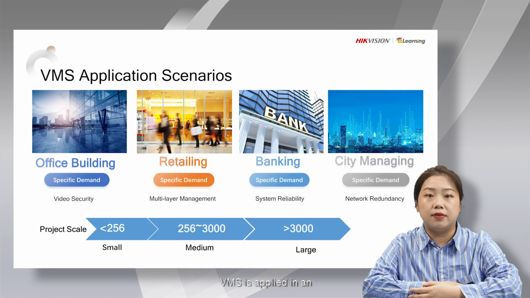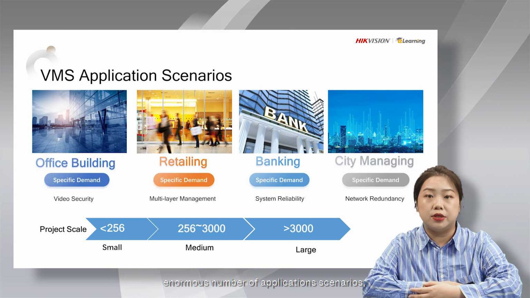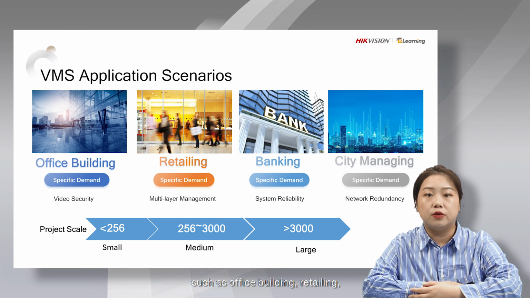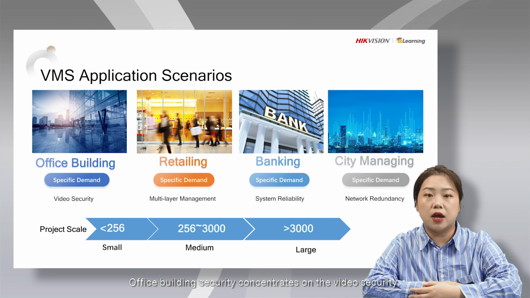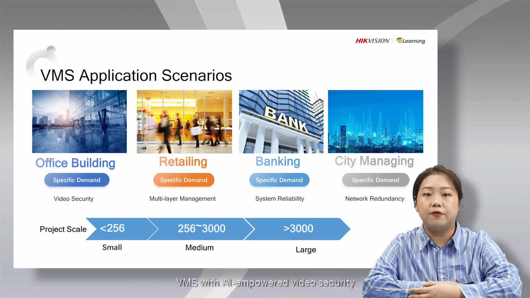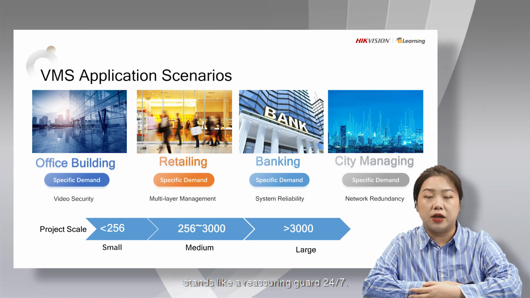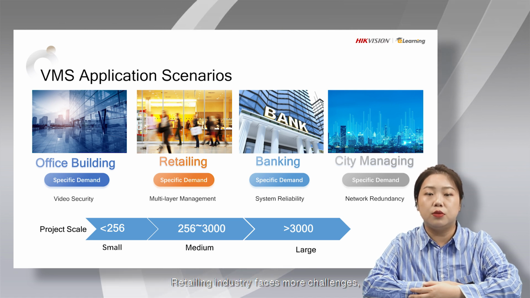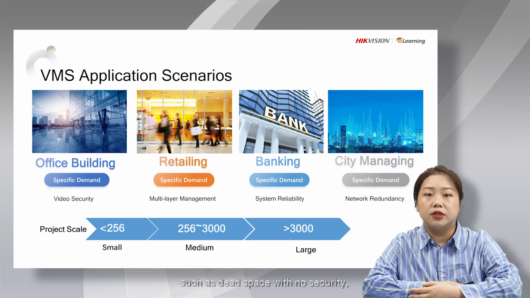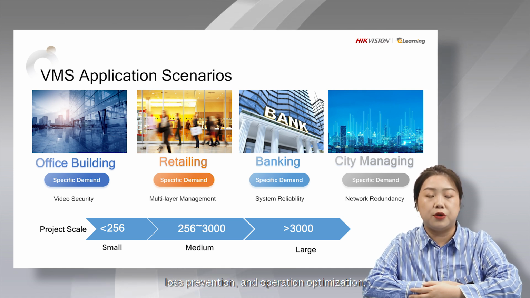VMS is applied in an enormous number of application scenarios, such as office building, retailing, banking, and city managing. For these various application scenarios, they have their own specific demands. Office building security concentrates on video security, and VMS with AI-empowered video security stands like a reassuring guard 24/7. And the retailing industry faces more challenges, such as tight space with no security, loss prevention, and operation optimization.